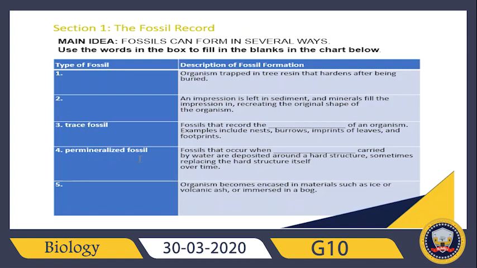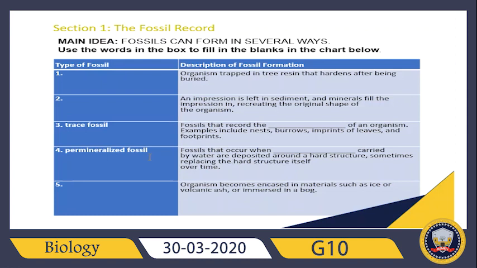Okay, so question number 4, permineralized fossil. The permineralized fossils are fossils that occur when what? When minerals carried by water are deposited around a hard structure, and we say sometimes these minerals may replace the hard structure itself over time. So the answer here will be when minerals carried by water are deposited around a hard structure.